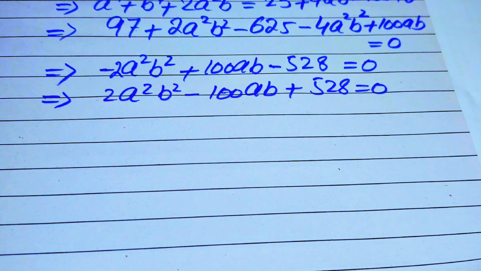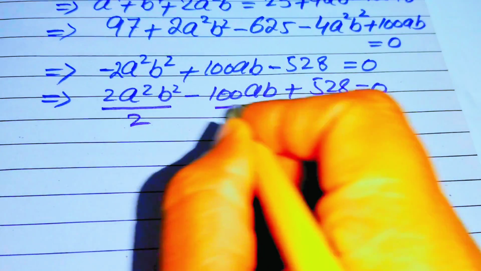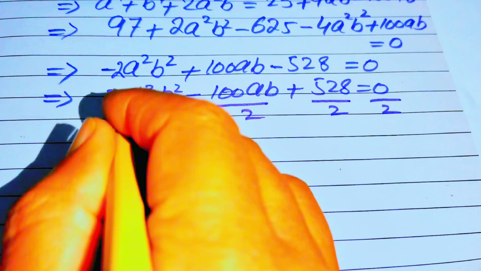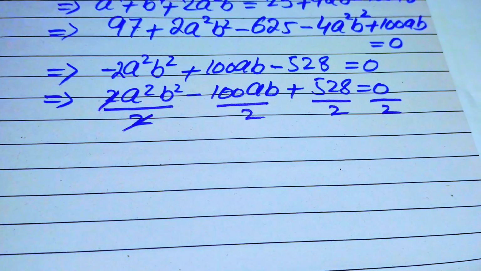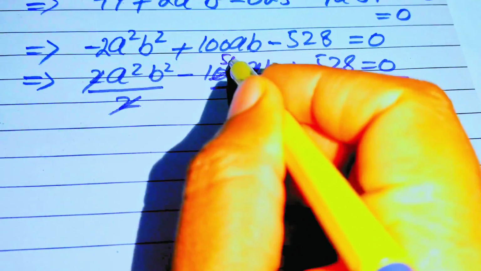So in order to make the factors, first we divide each term by 2 on both sides, and you get these 2 cancelled out by this 2, and we cancel this 100 by 2 and you get 50.